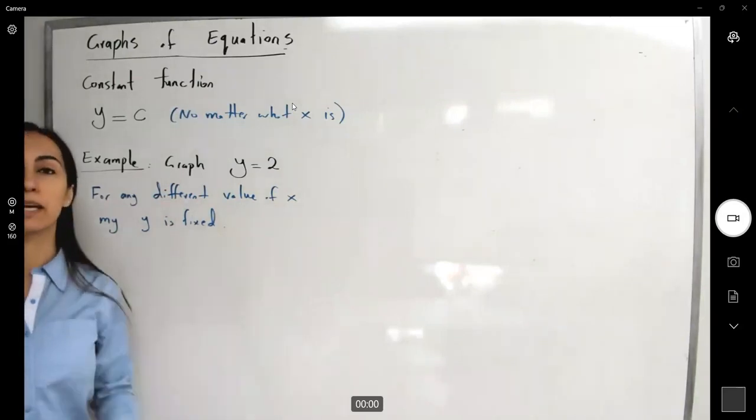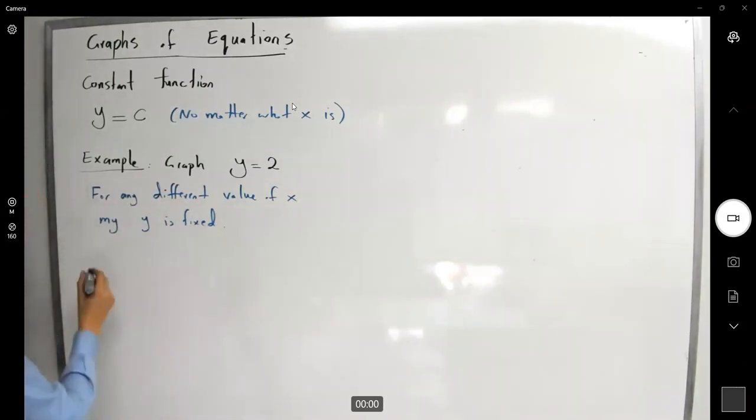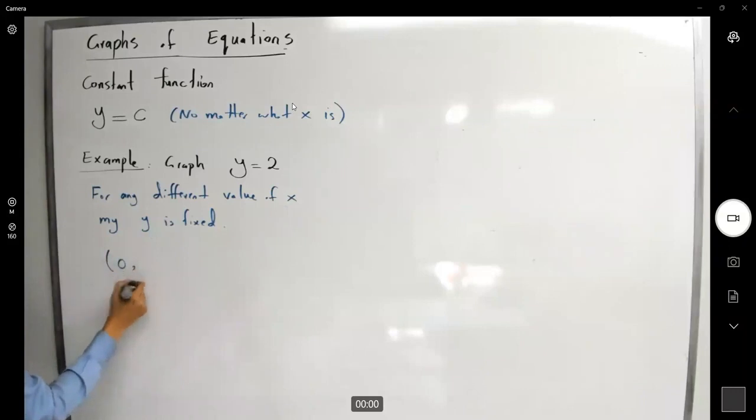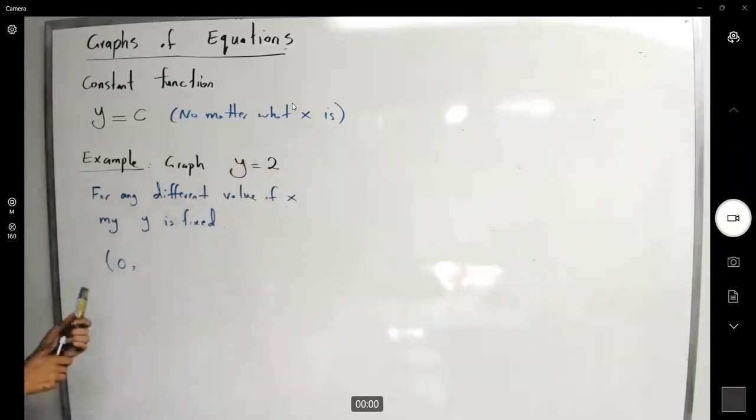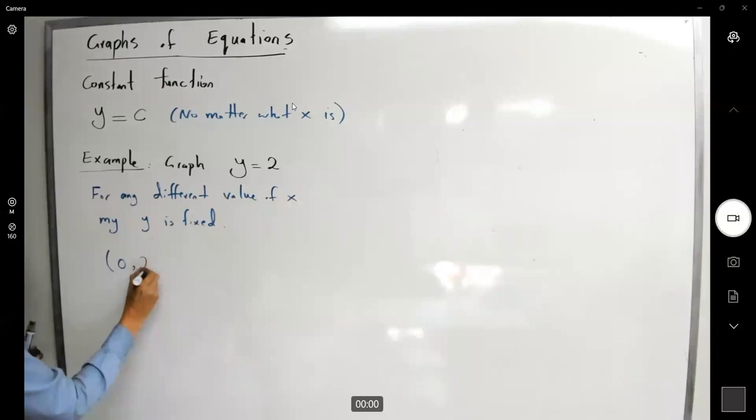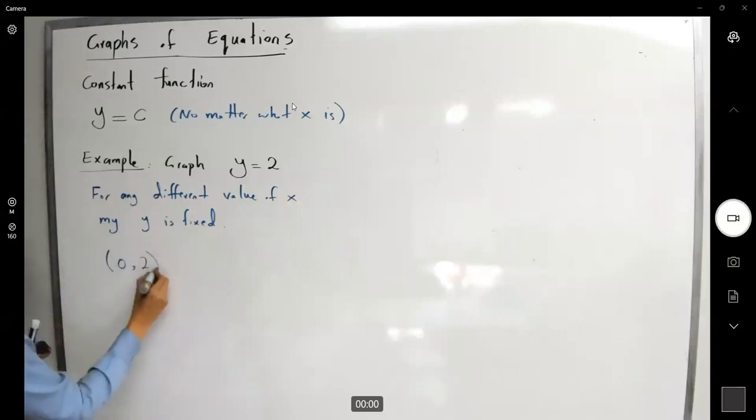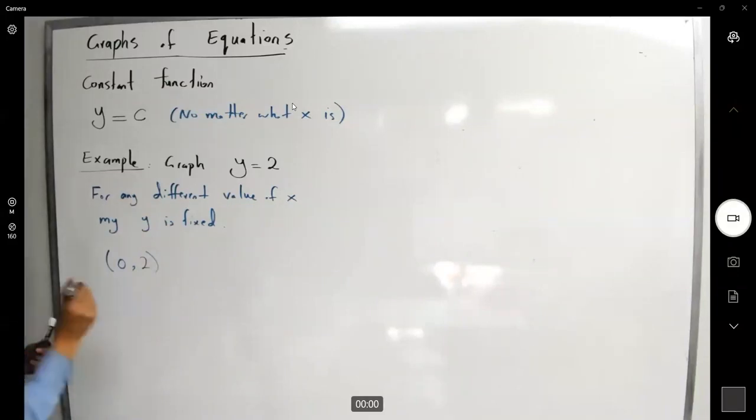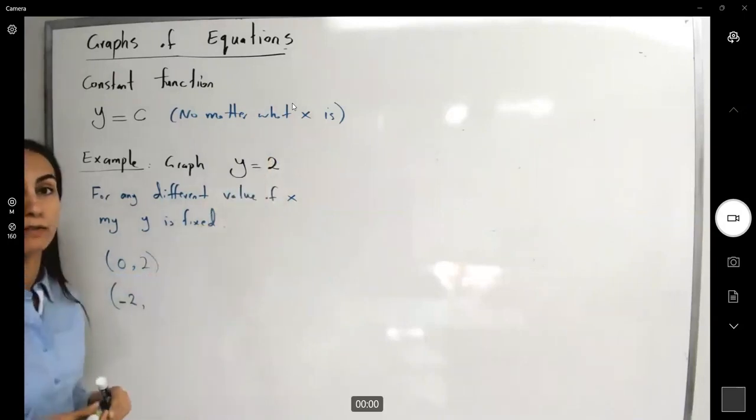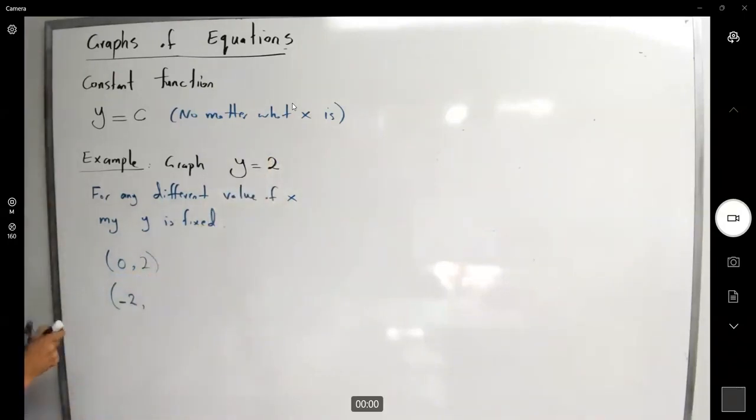So take random x values, like 0. If my x is 0, my y is 2. Okay. What if I randomly select x to be -2? If my x is -2, it says, hey, your y value is fixed. It is equal to 2. So you're going to just copy down 2 for your y. You have 2 points. 2 points are enough. So let us graph this.